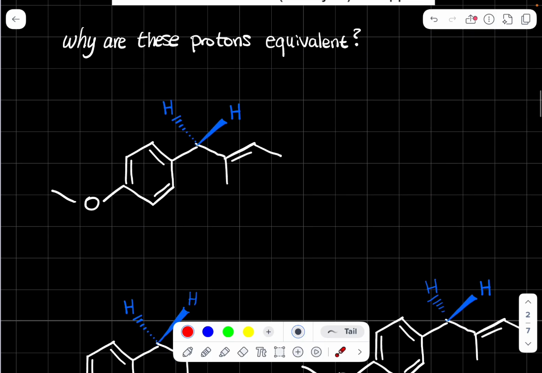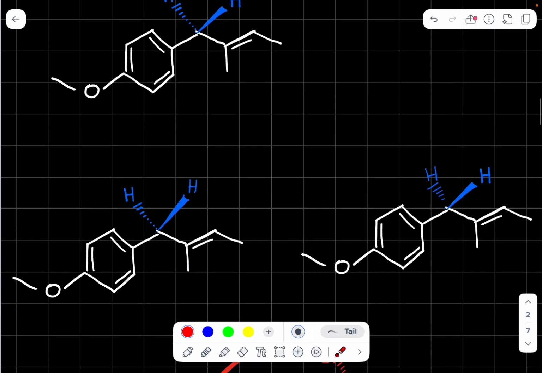In this molecule, these protons in blue are chemically equivalent. But why is that? You might recall something called a replacement test. In this test, you replace H wedge with some arbitrary R group. In this case, we're going to use a smiley face because it's cute.